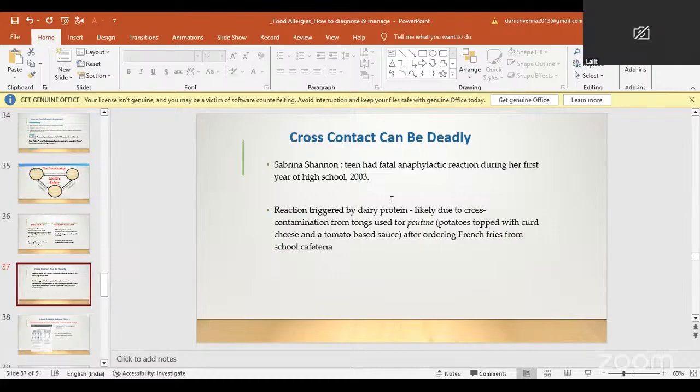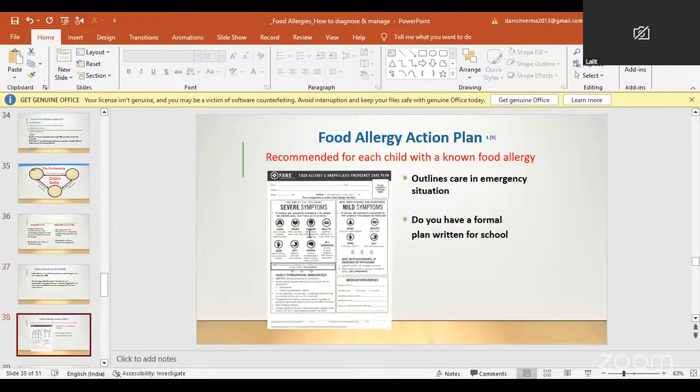So this is a real case. Cross contact can be deadly. Sabrina Shannon, this was a case from the US. The teen had a fatal anaphylactic reaction during her first year of high school in 2003. The reaction was triggered by dairy protein, likely due to cross contamination from tongs used for poutine, which is potato topped with curd and tomato base, after ordering French fries from the school cafeteria. So this girl was allergic to dairy, and although she was not having the same thing, she was only trying to order French fries, but the tongs that were used were also used to lift this poutine, which had potatoes with cheese in it, and the girl had a severe anaphylaxis reaction and did not survive. So it can be as bad.